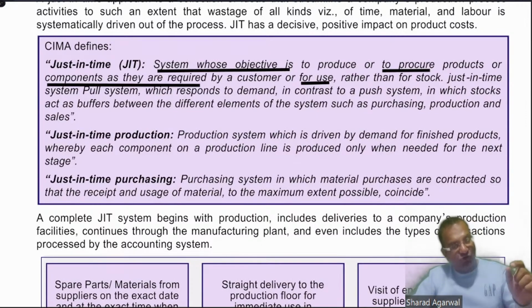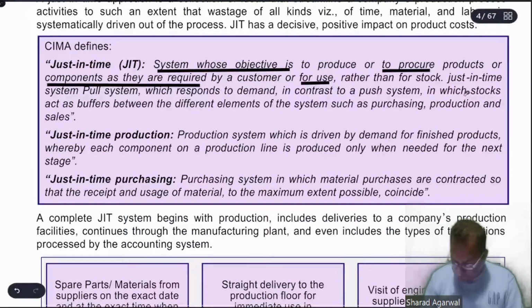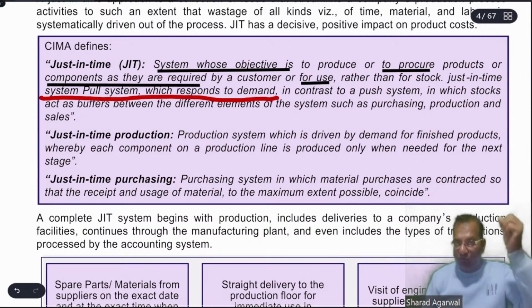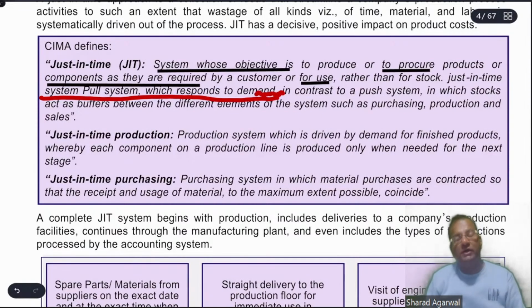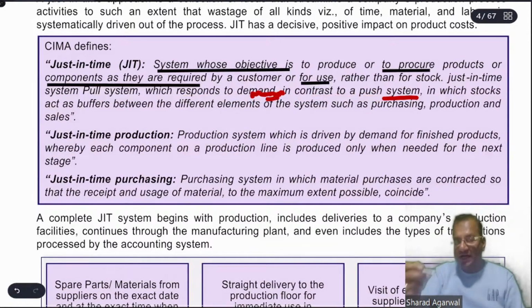वो जो हमने एक minimum stock maintain किया, वो हमेशा चलेगा. But just for stocking purpose, in case there is no demand, we will not produce anything. If we are not producing anything, we will not purchase anything. Just-in-time system works on pull system, which responds to demand. Pull system. Whenever demand is pulled, then only we will produce. Whenever we will produce, then only we will purchase such quantity of raw material. In contrast to a push system, ये नॉन JIT के बारे में बता रहा है.